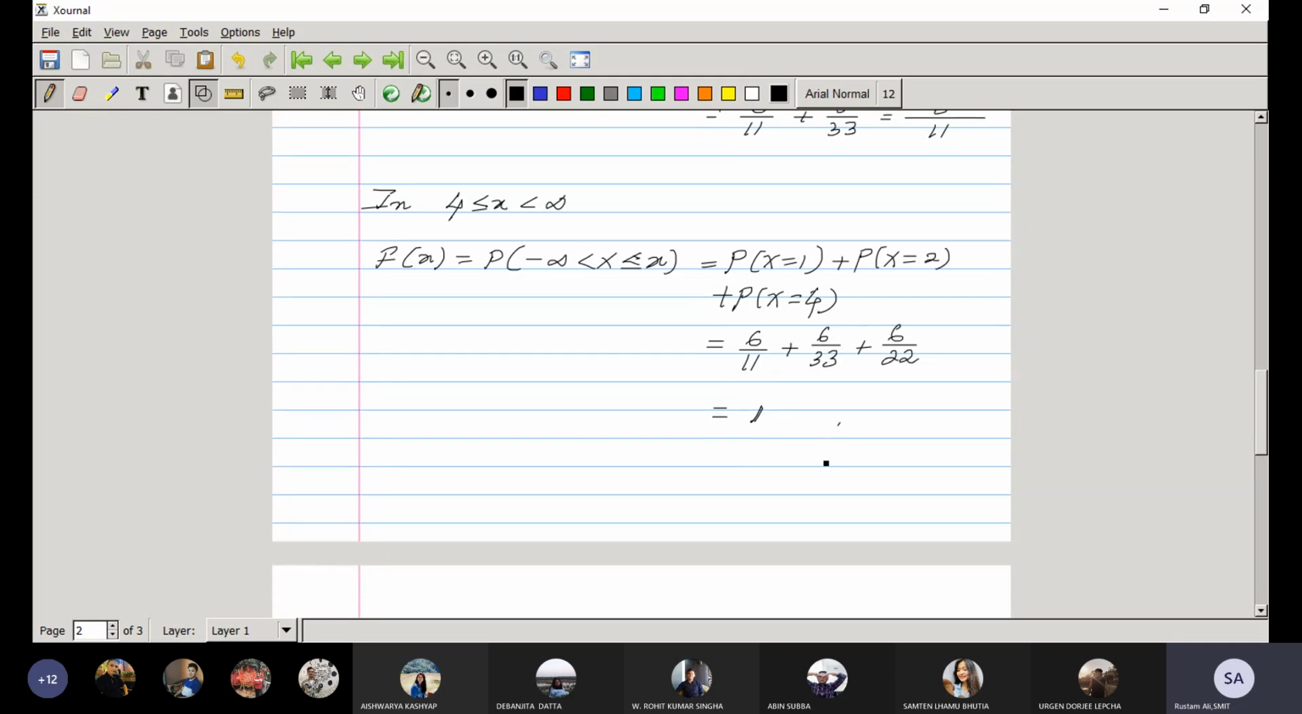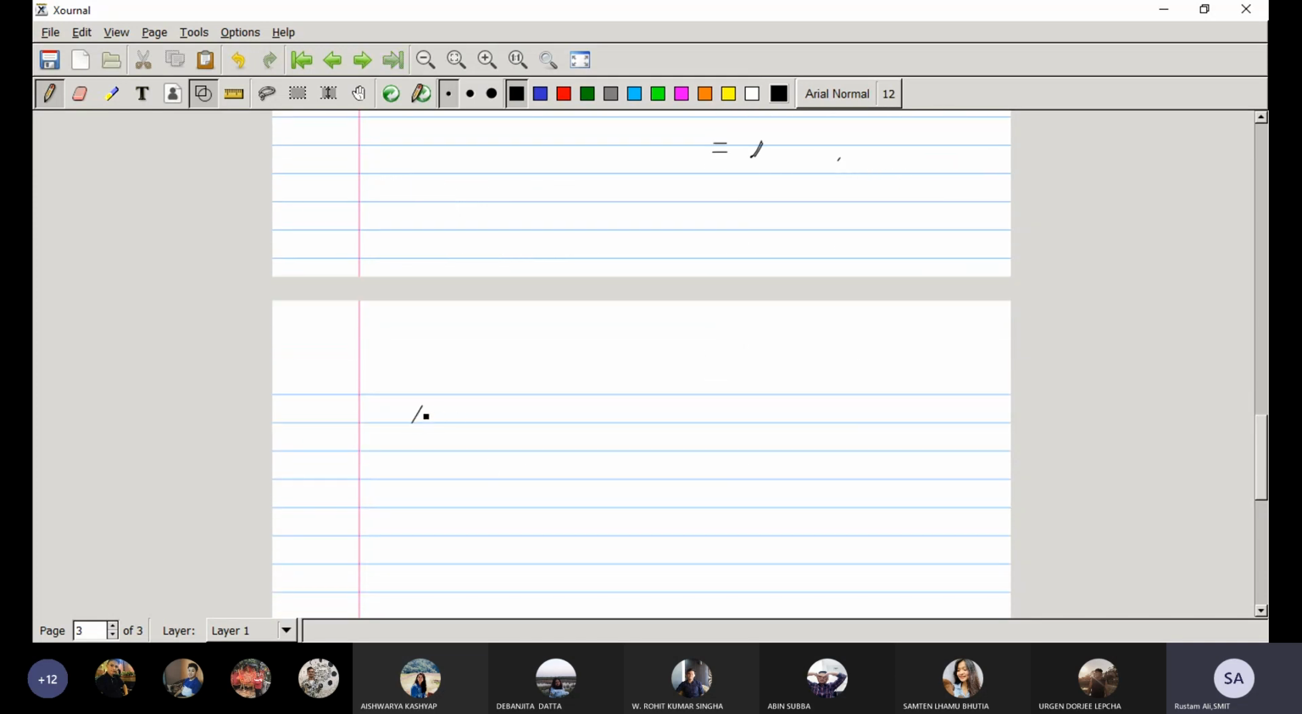Okay, so that's the probability distribution. You can write the distribution function in this way also. Fx will be 0 for minus infinity less than x less than 1, 6 by 11 for 1 less than or equal to x less than 2, then 8 by 11 for 2 less than or equal to x less than 4, and 1 for 4 less than or equal to x less than infinity. Okay.